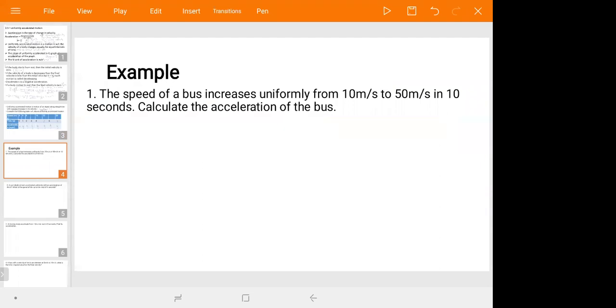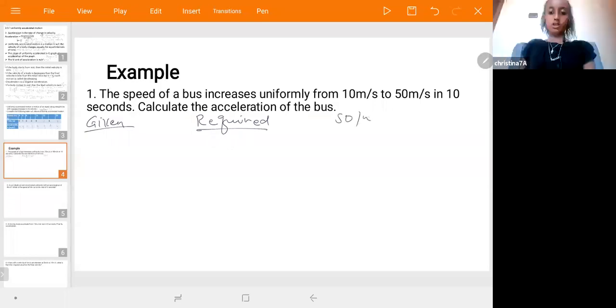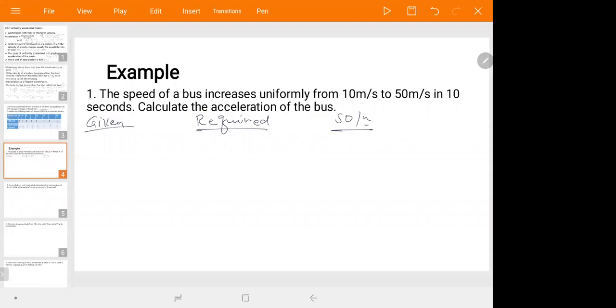The speed of a bus increases uniformly from 10 meters per second to 50 meters per second in 10 seconds. Calculate the acceleration of the body. Have you seen this question? Try this question. The question is visible for you, I think. Try this one. 4 meters per second. It can be. Let us see together.